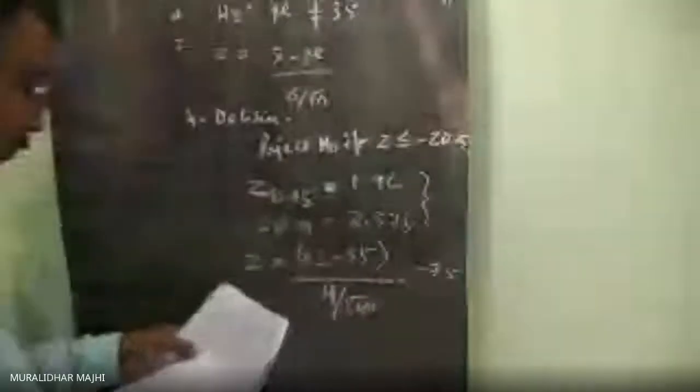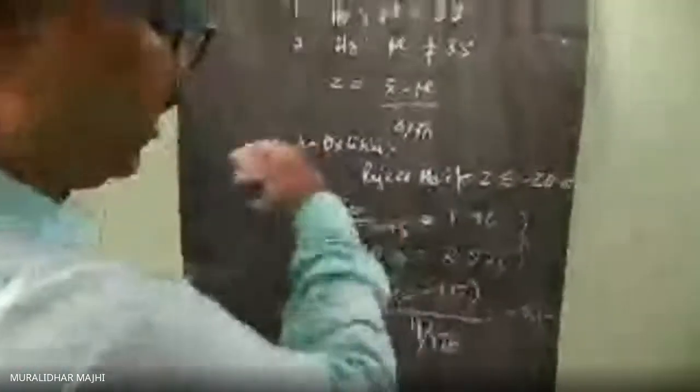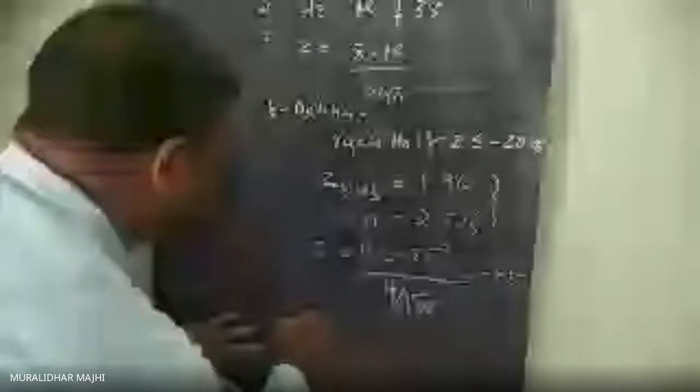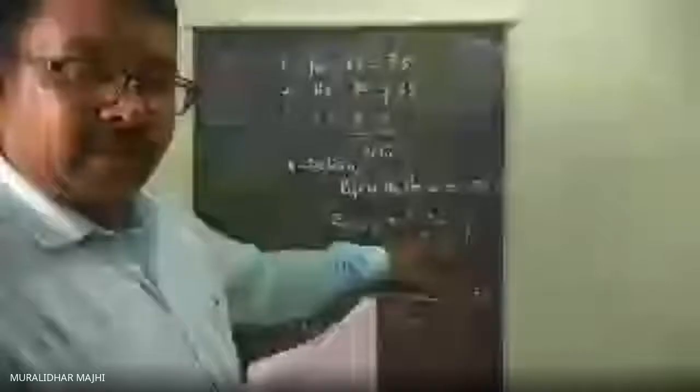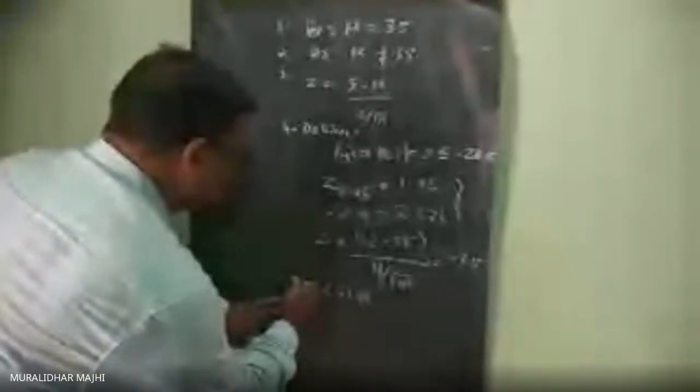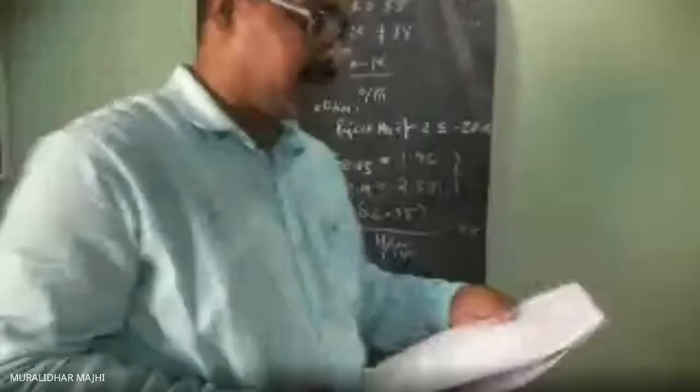So, here the value of Z is equal to (32 - 35) divided by 4 over root 100. The value is equal to -7.5. Now, since -7.5 is less than -1.96 at 5% level of significance, H0 will be rejected at 0.05 level of significance.